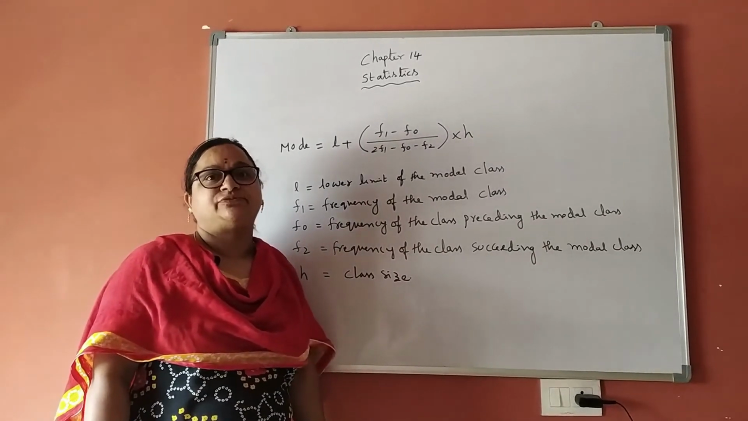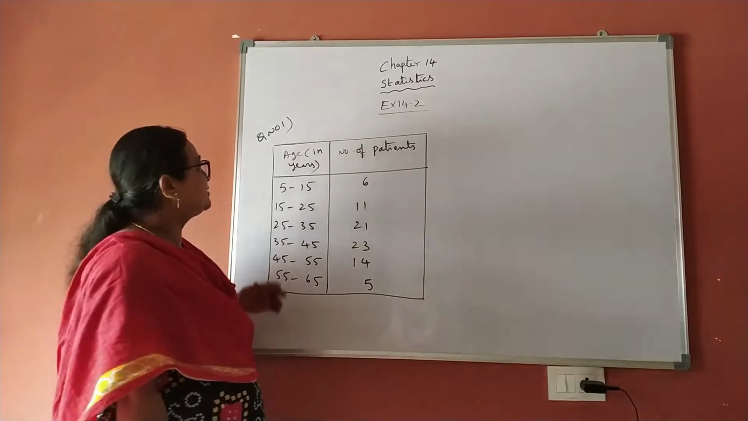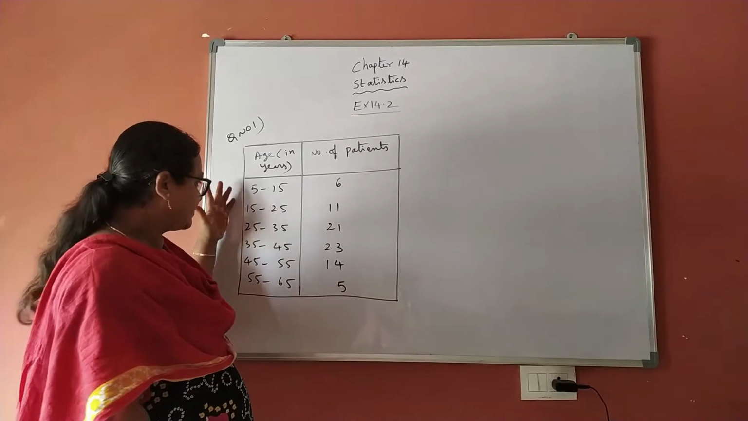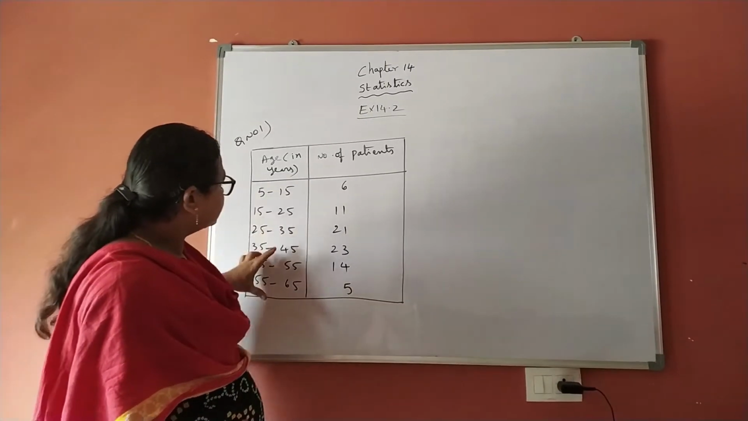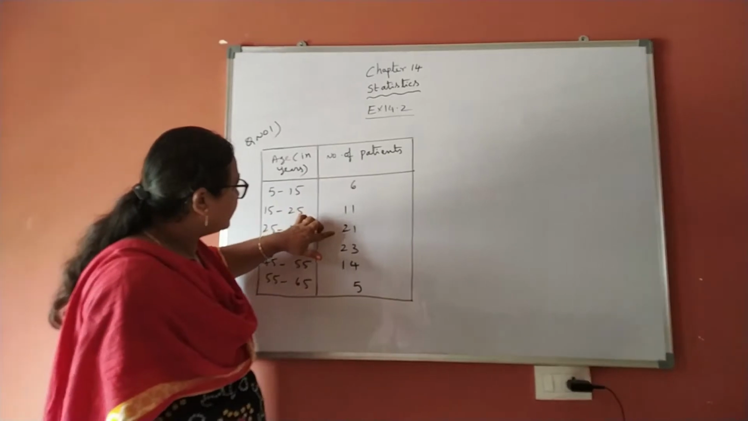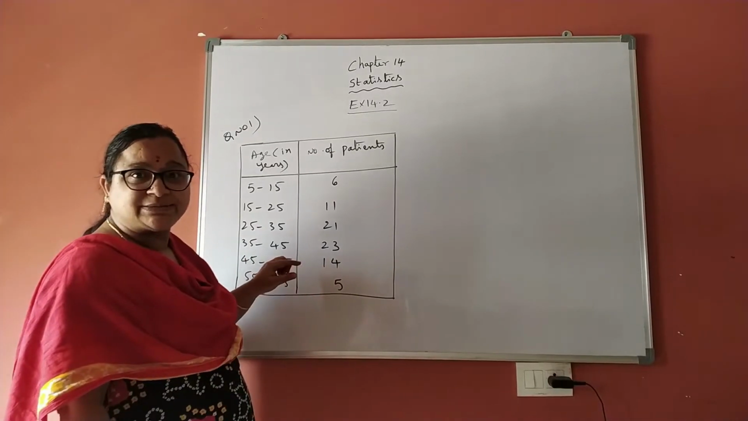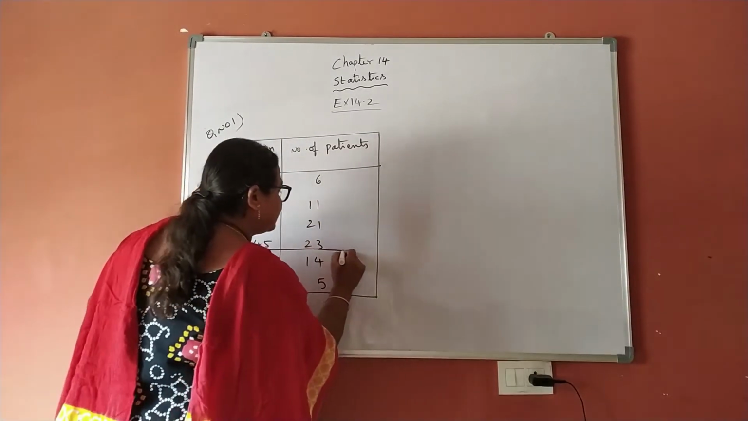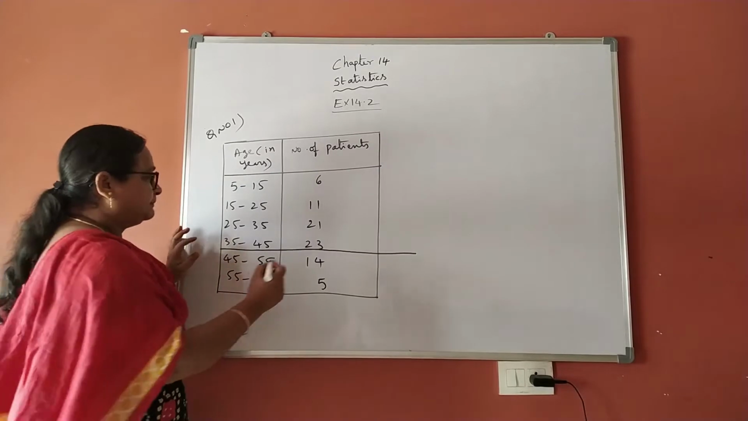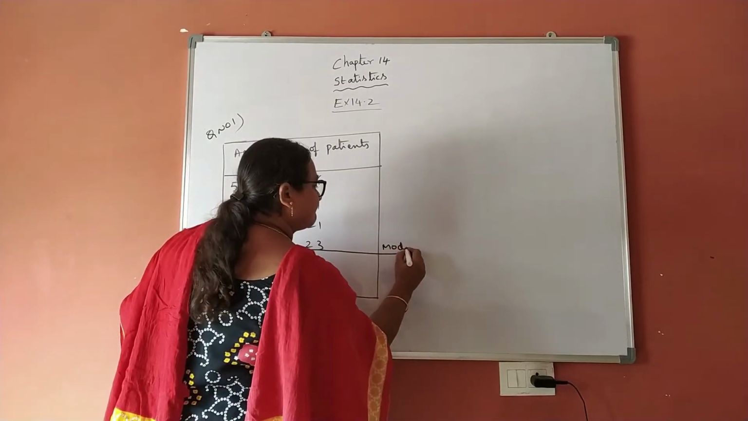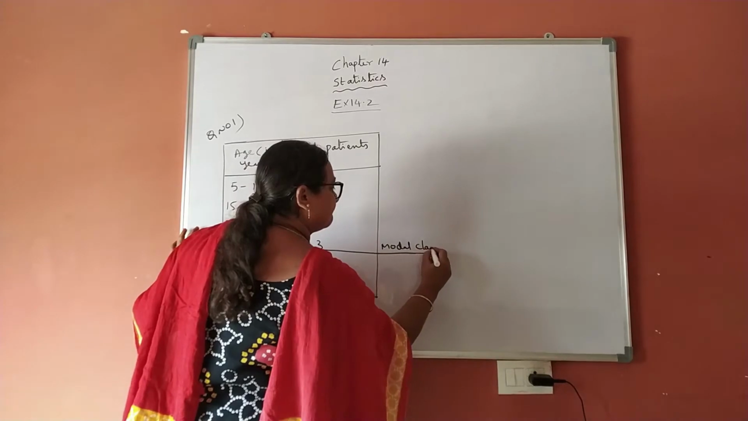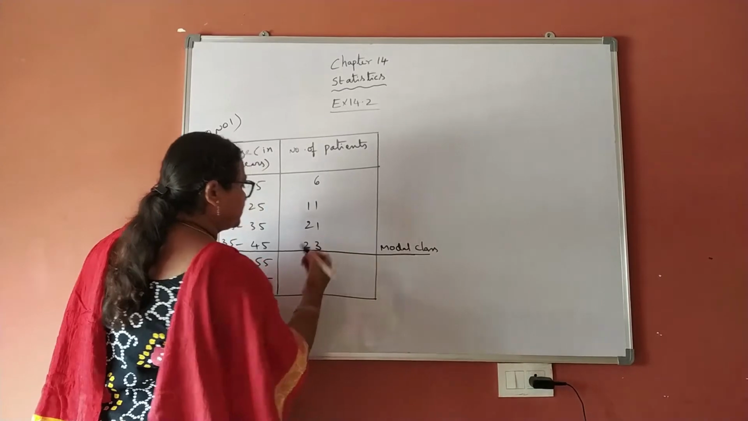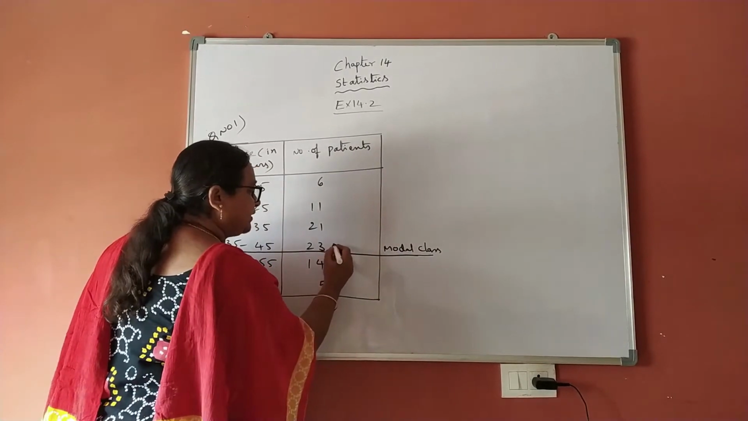So let us start exercise 14.2. First question in exercise 14.2, age in years and number of patients, we need to find the mode of this grouped data. Here if you observe, the frequencies are 6, 11, 21, 23, 14, 5. What is the maximum frequency? 23. So the class with the maximum frequency is the modal class.